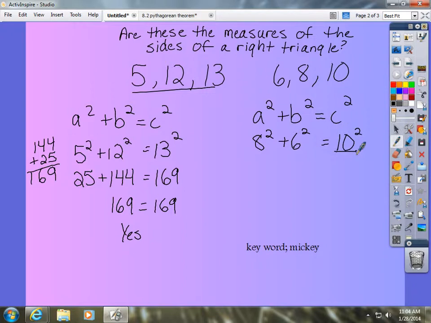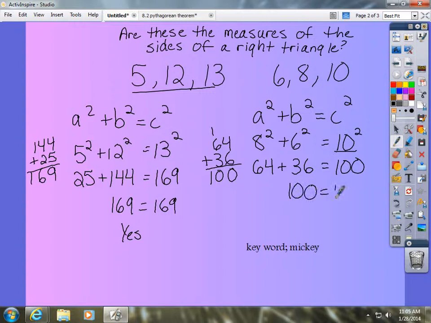8 squared is 64. 6 squared is 36. And 10 squared is 100. So we have 64 plus 36 equals 100. If I add them, 64 and 36. Okay, remember, I'm showing my work. Okay, this is something I want you to do on your papers. We get 100 equals 100. So yes, this is a right triangle.